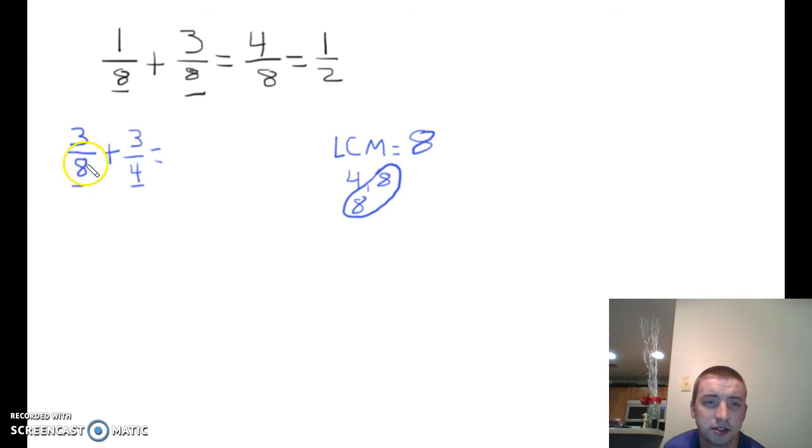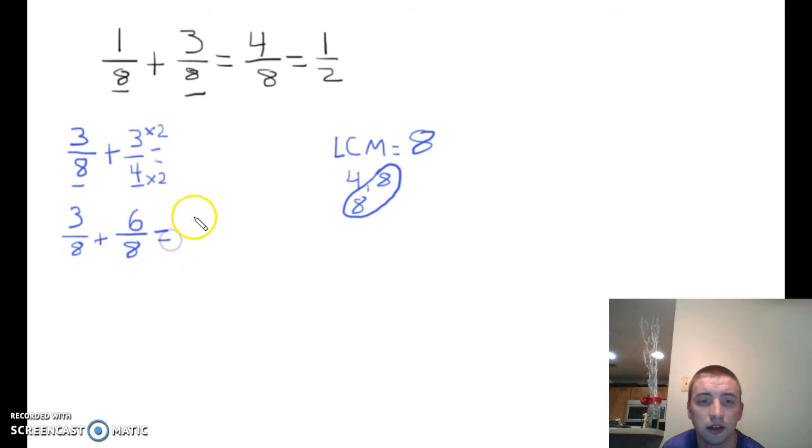So this denominator doesn't change, so that numerator doesn't change. Our fraction stays the same, 3/8. This one, the 3/4, I have to change my denominator from a 4 to an 8. So if I multiply 4 times 2, I get 8. Then I can multiply 3 times 2, and I get 6. So now I have common denominators, so I can add and get 9/8.